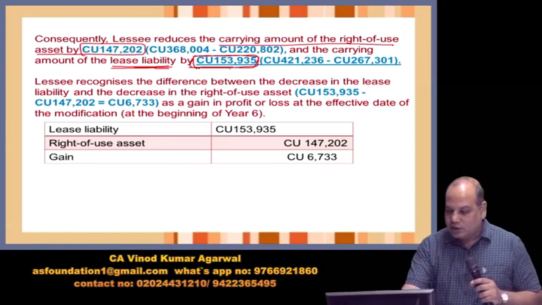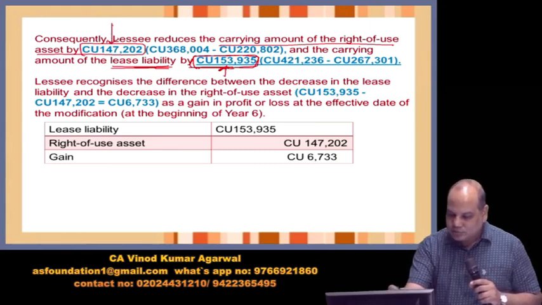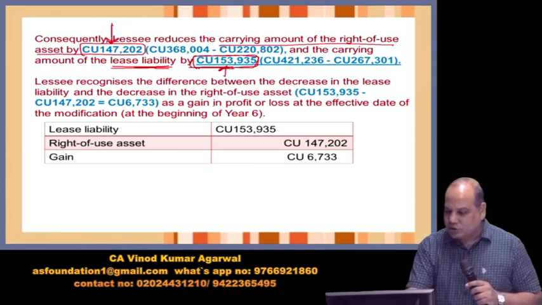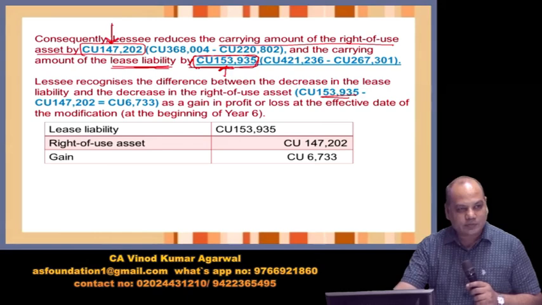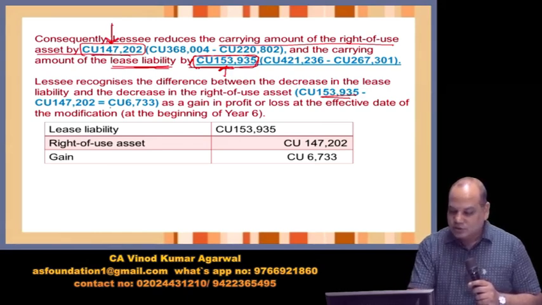So will I gain or lose? Gain, because reduction in liability is more than the reduction in asset. So what is the difference between these two numbers? 153,935, reduction in liability, and reduction in asset 6733.